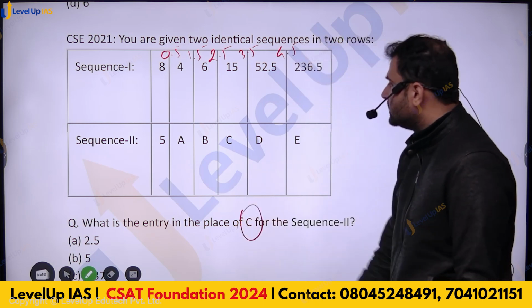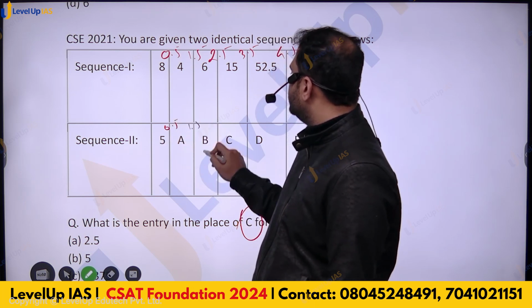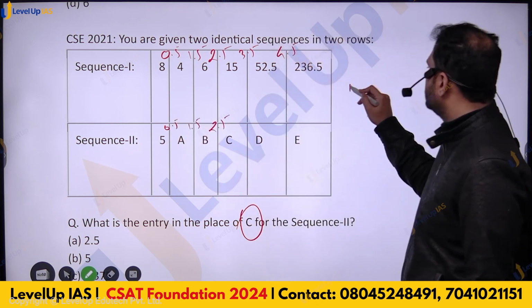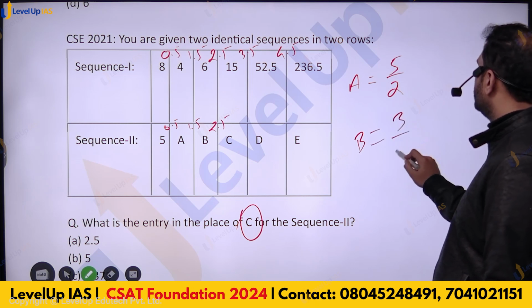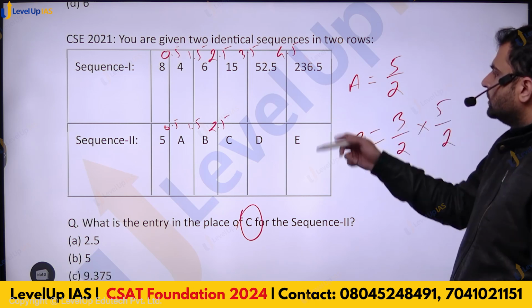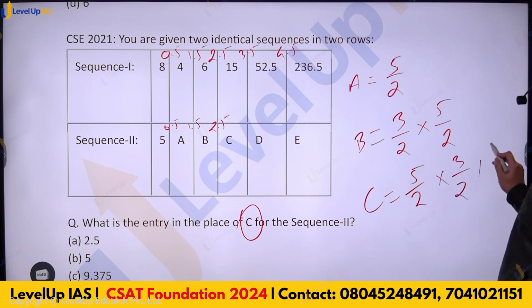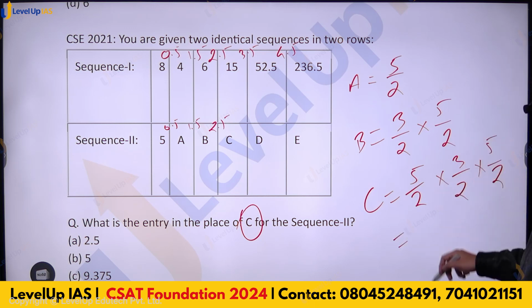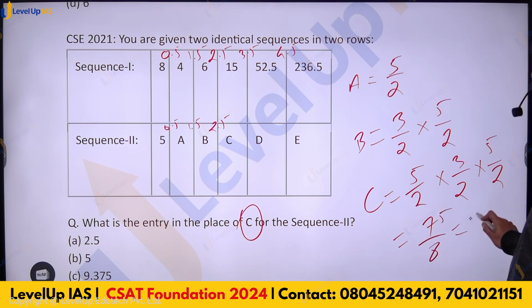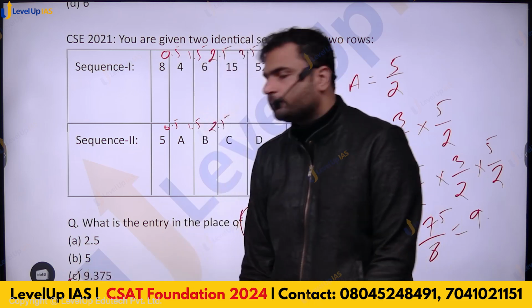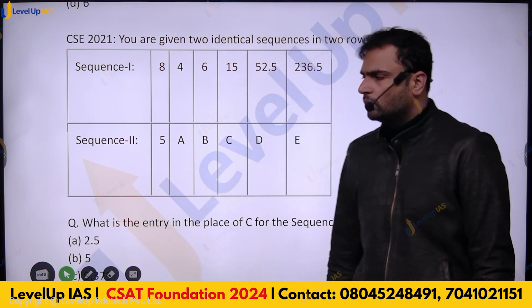Question is, what is there in place of C? It is going to be 0.5 here, 1.5 here and 2.5 here. A is going to be 0.5, meaning 1 by 2. B is going to be 3 by 2 into 5 by 2. And C is going to be 2.5, which is 5 by 2 into 3 by 2 into 5 by 2, which is equal to 75 by 8. If we divide, it becomes 9 point something. So the answer is going to be C. No need to calculate fully. 9 point something, meaning 9.37 will be the answer.